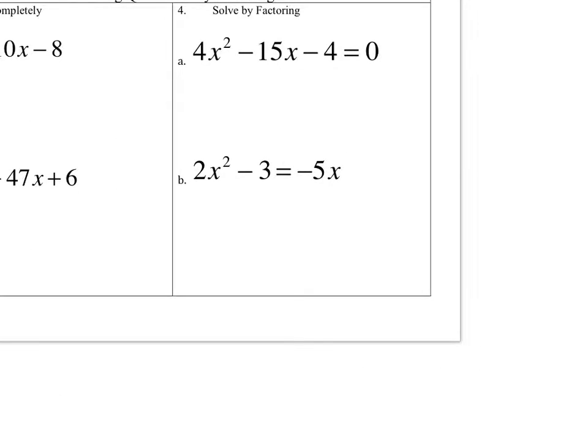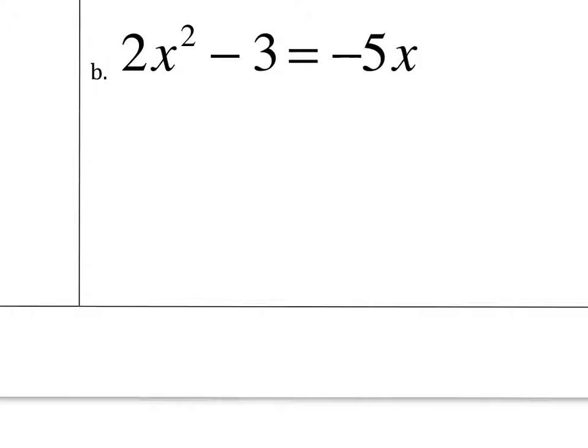We are solving by factoring again. Uh-oh, this one doesn't look quite right. Before I can even begin solving this thing, I have to set it equal to 0. So I'm going to add 5x to both sides. And I'm going to write this in order of decreasing degree, in other words, squared and then x and then number. So 2x squared plus 5x minus 3 is equal to 0. Okay, same process. 2 times negative 3, negative 6x squared, and add up to 5x.